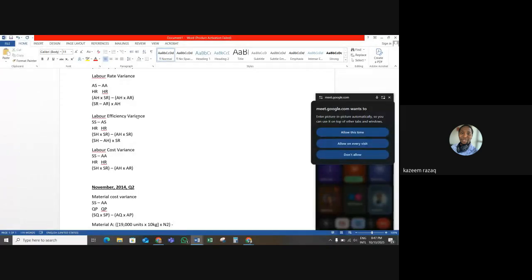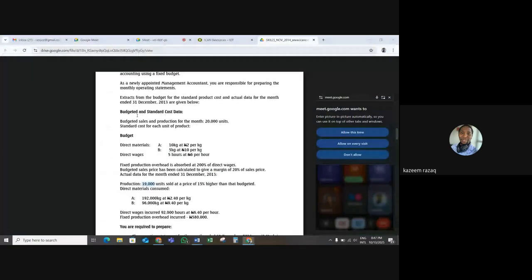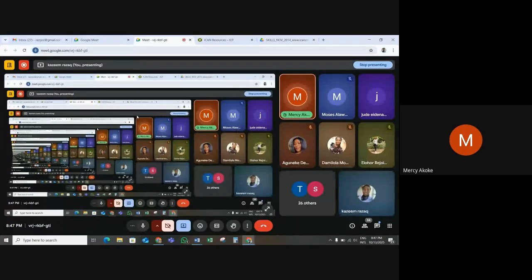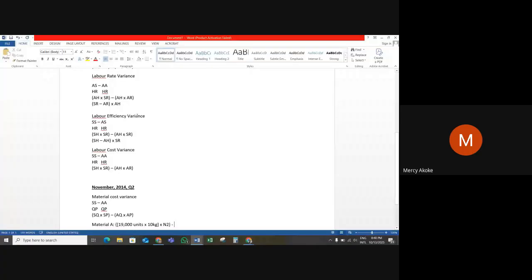Before you answer that question, that person who is raising his or her hand, please go ahead with your question. So I just want to ask why are we doing 19,000 times 10? So we are looking for the standard cost, the standard quantity at the standard price. So the formula is standard quantity.